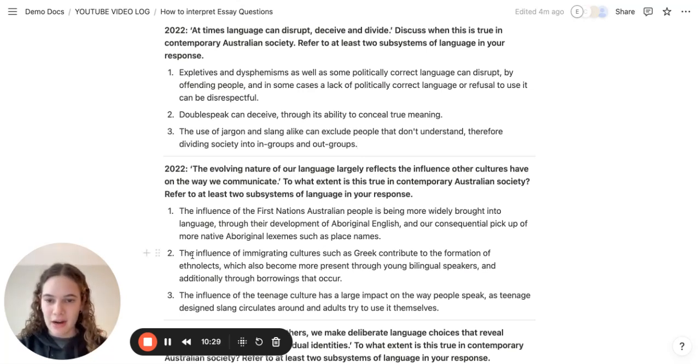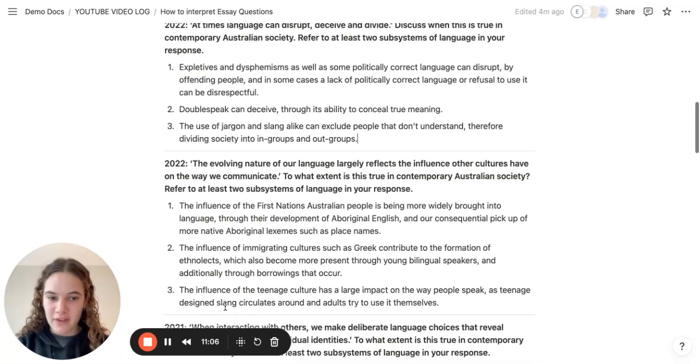Then I did an ethnolect paragraph, so the influence of immigrating cultures such as Greek. So Greek was the one I based my ethnolect paragraph around. These contribute to the formation of ethnolects, which also are more present through young bilingual speakers, so people that are being taught languages while they're young, and additionally through borrowings that occur. So it's the same sort of thing. We're saying that because we hear all these ethnolects around us, we pick them up into our own language. So we are saying this is true to some extent, both these paragraphs.